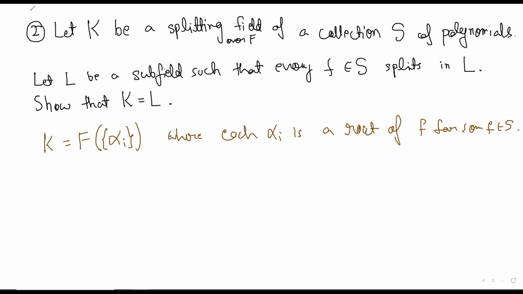Okay, so let's continue. Each alpha is a root. So this is the definition, and each alpha splits linearly. Now if you take L, every F splits in L. What does that imply? The given hypothesis implies that L contains the splitting field of K, sorry, the splitting field of the S.